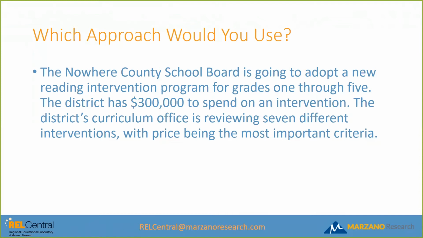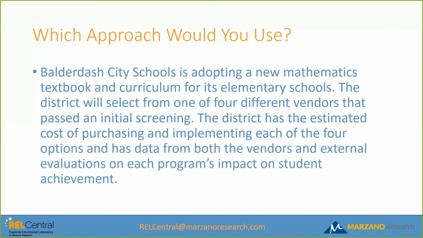So let's move on to the next scenario. If we could go to the next slide, Joe. Great. All right, so more creative names here. The Balderdash City Schools is adopting a new math textbook and curriculum for its elementary schools. The district will select from one of 4 different vendors that passed an initial screening. The district has the estimated cost of purchasing and implementing each of the 4 options and has data from both the vendors and external evaluations on each program's impact on student achievement. Which approach would you use?